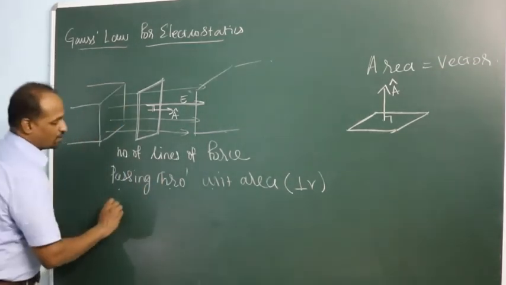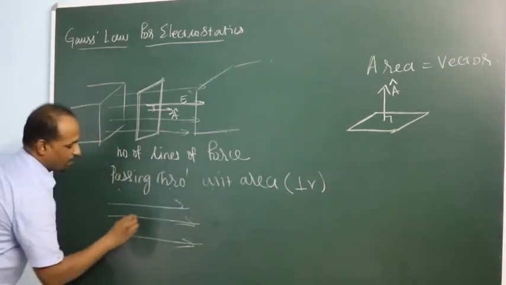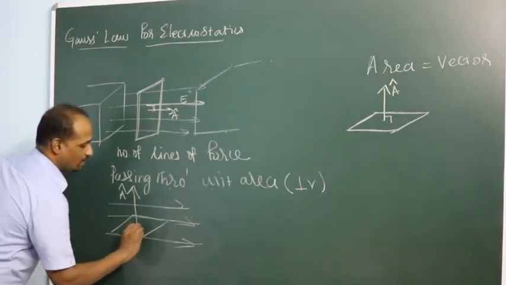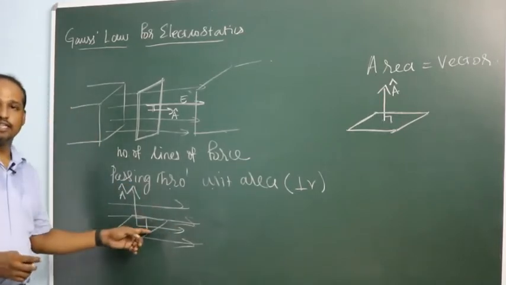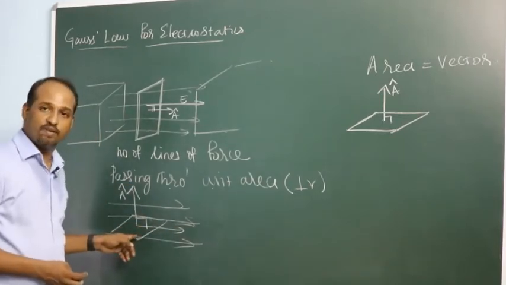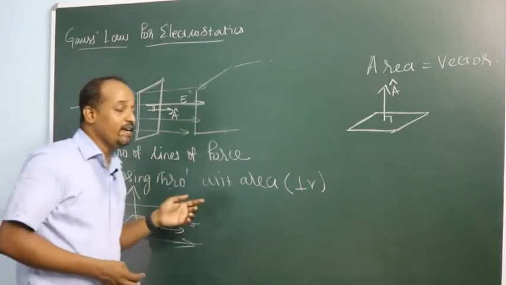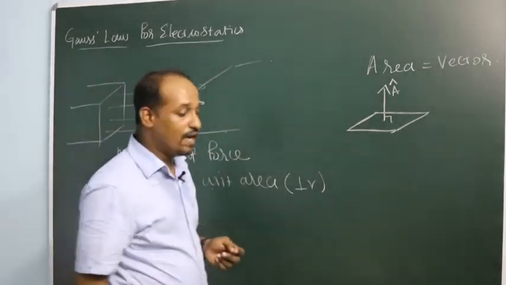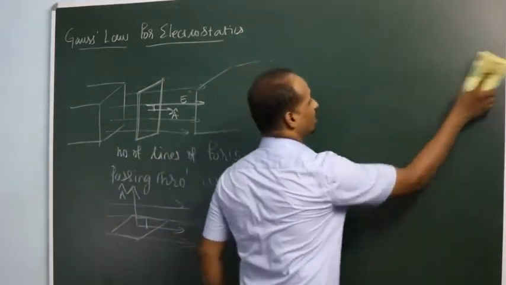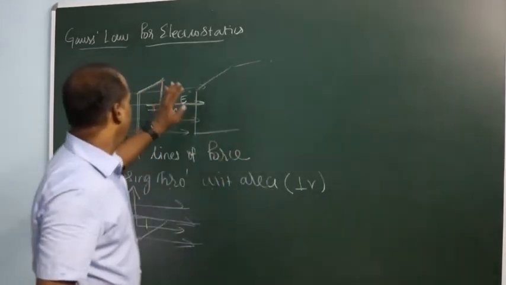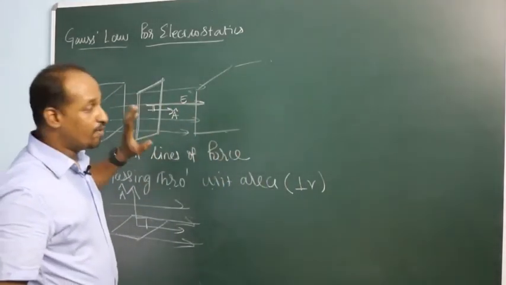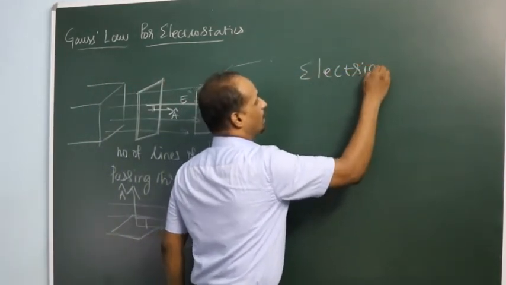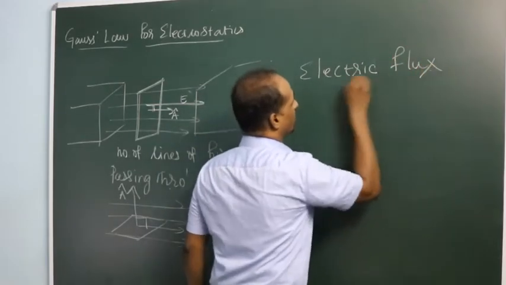What if the lines of force are like this, and the area is facing upwards? Then when the area vector and the lines of force are at right angles to each other, the number of lines of force passing through this will be zero. Once we define electric field intensity or electric field, we are going to define a new quantity called electric flux. Electric field is a vector quantity, but electric flux is a scalar quantity.